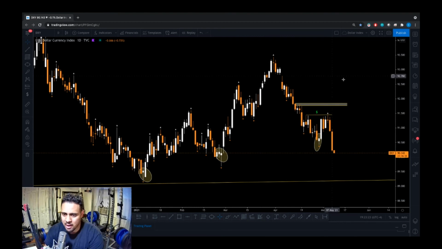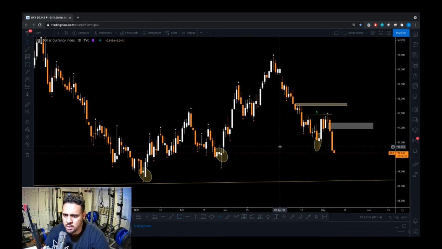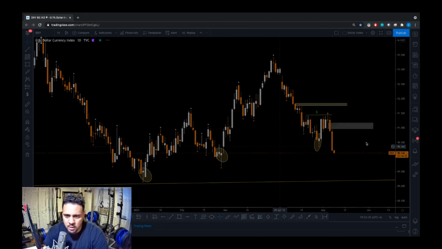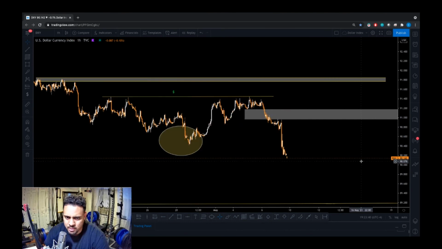Now, what else would you be marking on the daily? Well, there's an inefficiency in price from here to here. ICT would call this a fair value gap. So there's also a fair value gap. I do not leave these marks on my chart, but you can go down in the 1 hour and you just wait. You wait for price to show you what it wants to do.